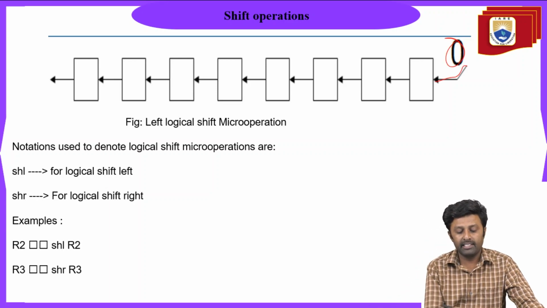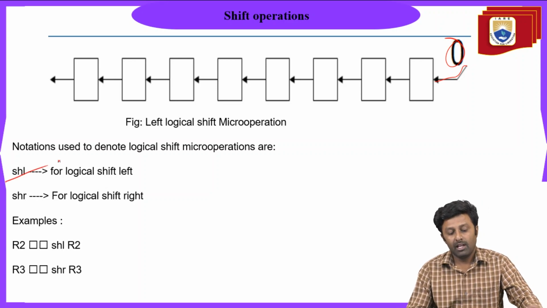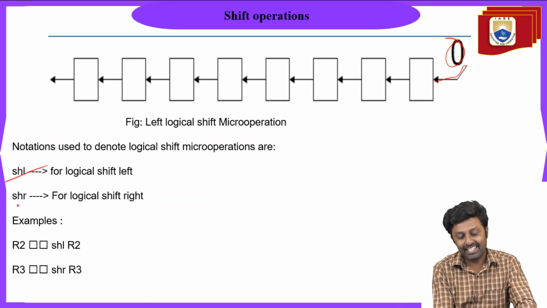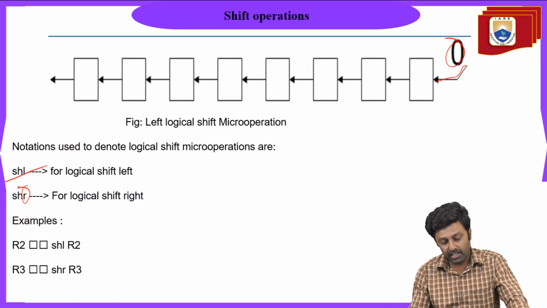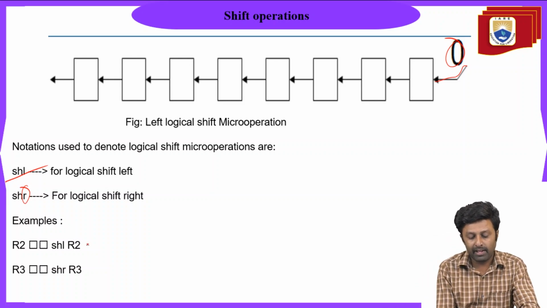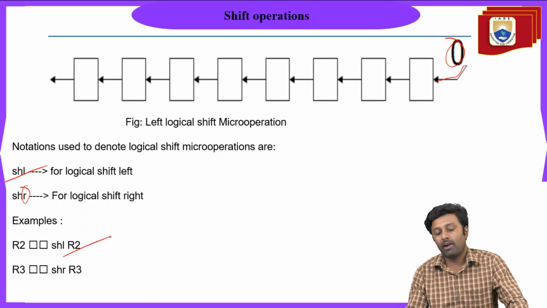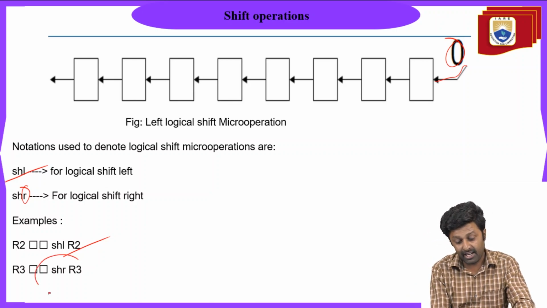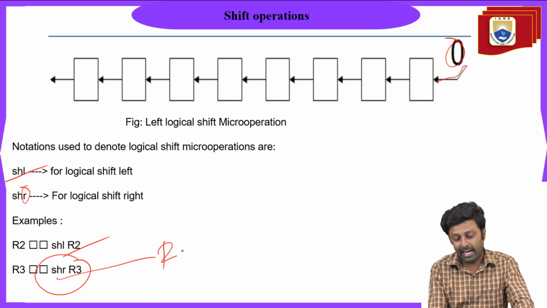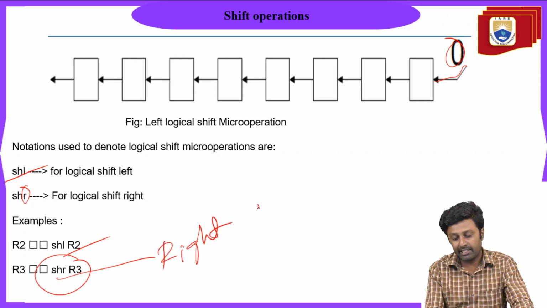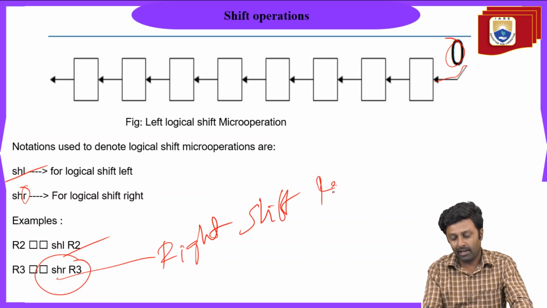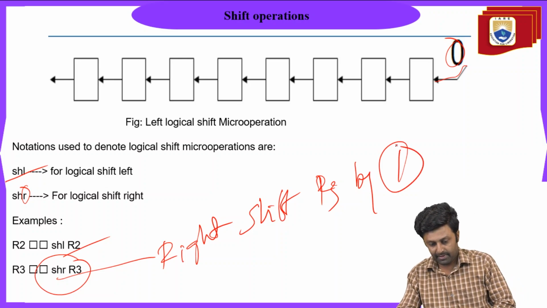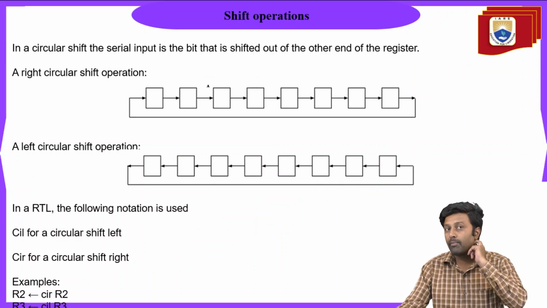These are some of the notations. SHL means logical left shift. SHR means logical right shift. For example, if I write SHL R2, the content of R2 will be shifted left by 1. And SHR R3 means the content of R3 will be right shifted by 1. Like this, we can perform the different operations.